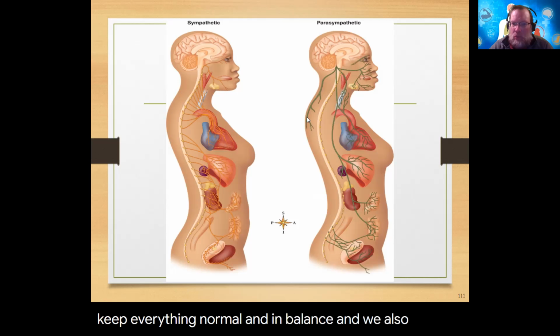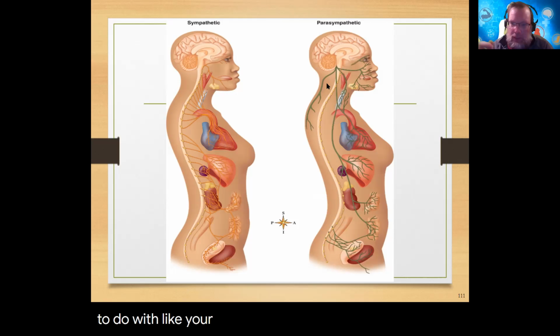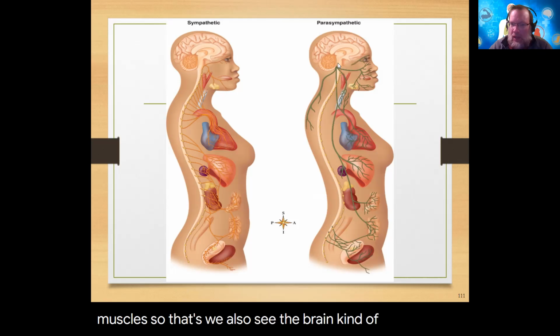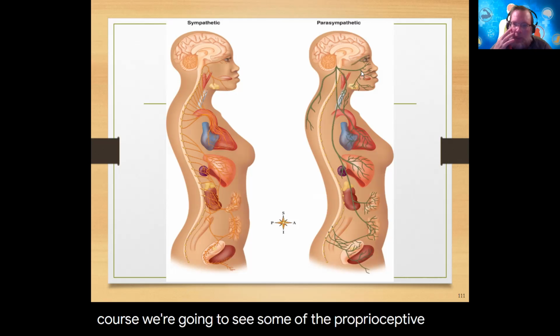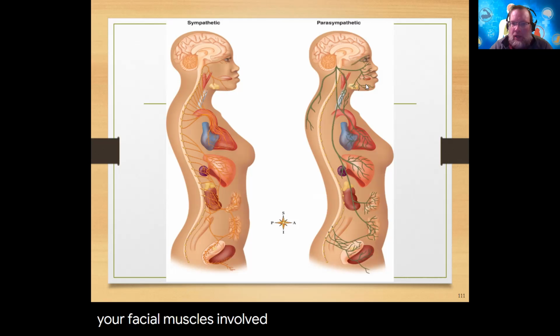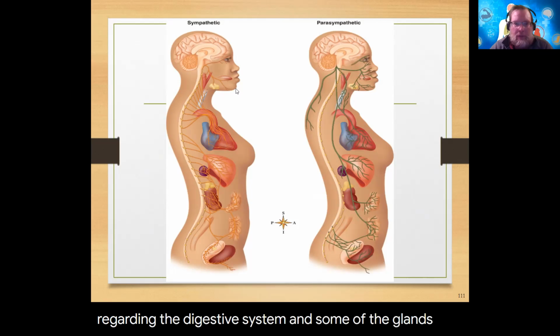And we also see a branch of that coming off toward the back. This would have to do with your proprioception, some of your posture muscles. So we also see the brain kind of having a direct line in that parasympathetic pathway. And then, of course, we're going to see some of the proprioception of your facial muscles involved, as well as a few other basics regarding the digestive system and some of the glands of the mouth or the oral cavity.